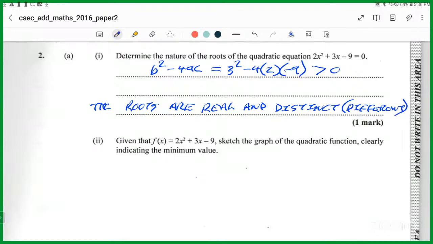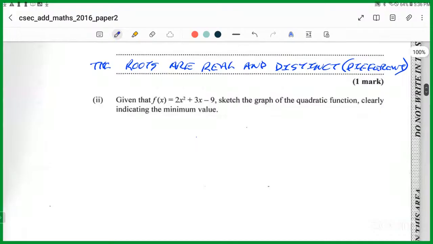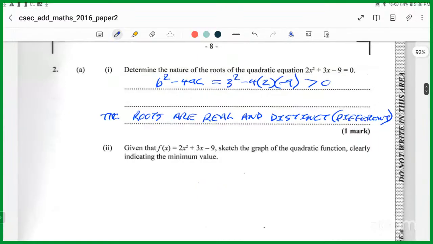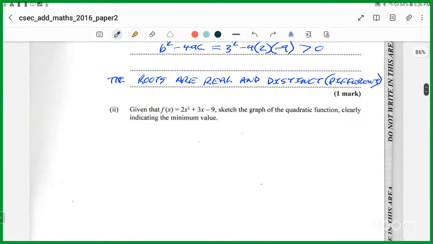So that is it for your 1 mark. Then down here now, it has 2 real roots. In other words, it intersects the x-axis at 2 points. That's what they're basically saying. So this function, as related to this equation, cuts the x-axis at 2 different points, because we have 2 real distinct roots.